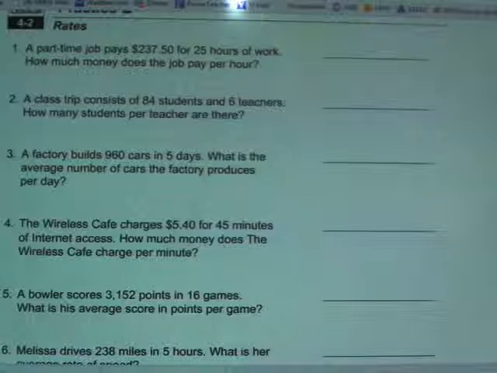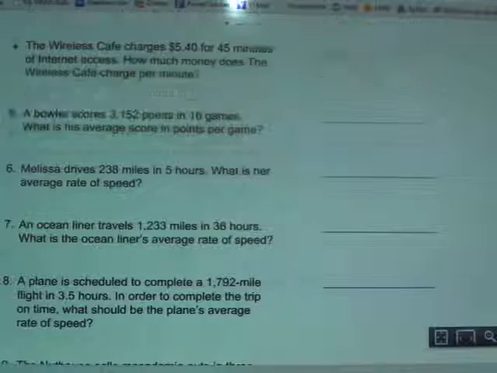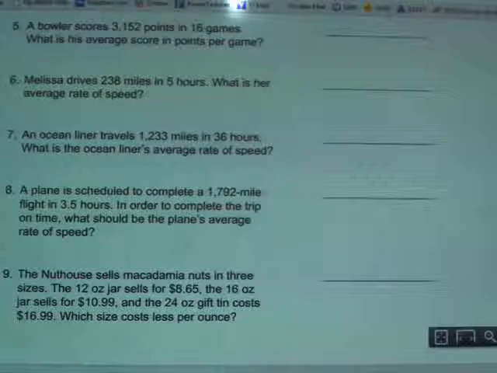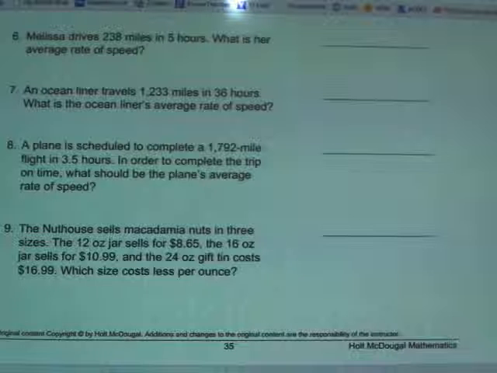All right, we've got one more question to look at, so let's go to the bottom of the worksheet and take a look at that question. That's question number 9. It says the nut house sells macadamia nuts in 3 sizes. The 12-ounce jar for $8.65, the 16-ounce jar for $10.99, and the 24-ounce tin at $16.99. Which size costs less per ounce?